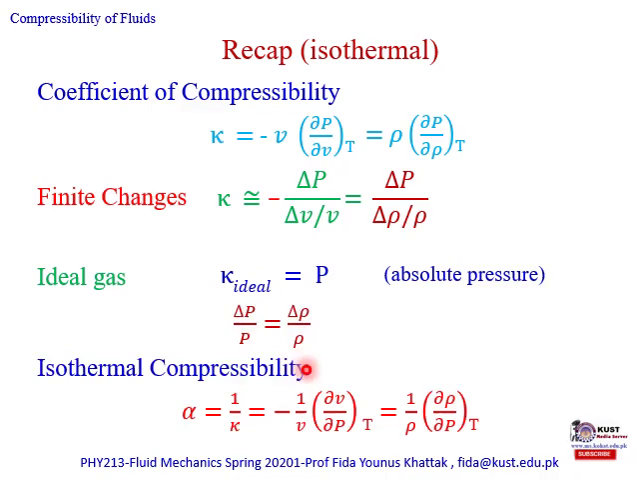Isothermal compressibility, defined as alpha, is equal to the inverse of the coefficient of isothermal compressibility, which is equal to minus 1 over V del V over del P at constant T, which is equal to 1 over rho del rho over del P at constant T.